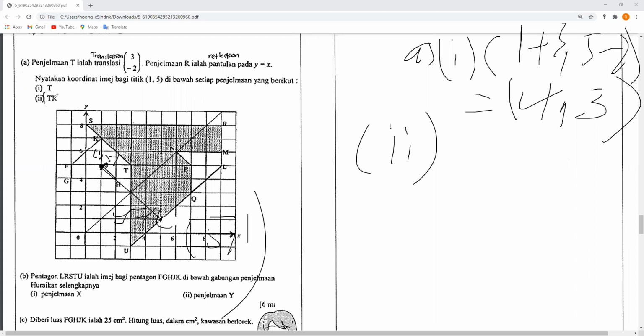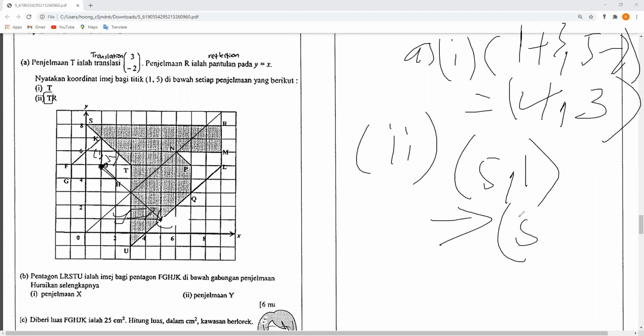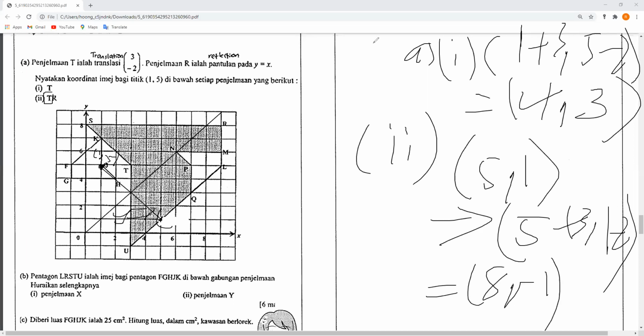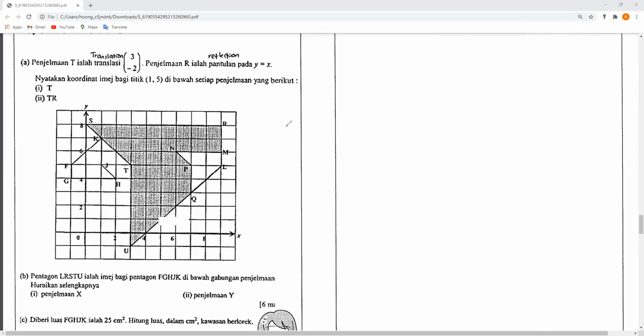For the second one, the transformation T, translation 3, 2. Okay, so we use the point 5, 1, then do the translation 3, 2. So we can use a calculative method as well. Okay, so 5 plus 3, 1 minus 2. So you get the answer 8, negative 1. Okay, so get full marks for question A already.